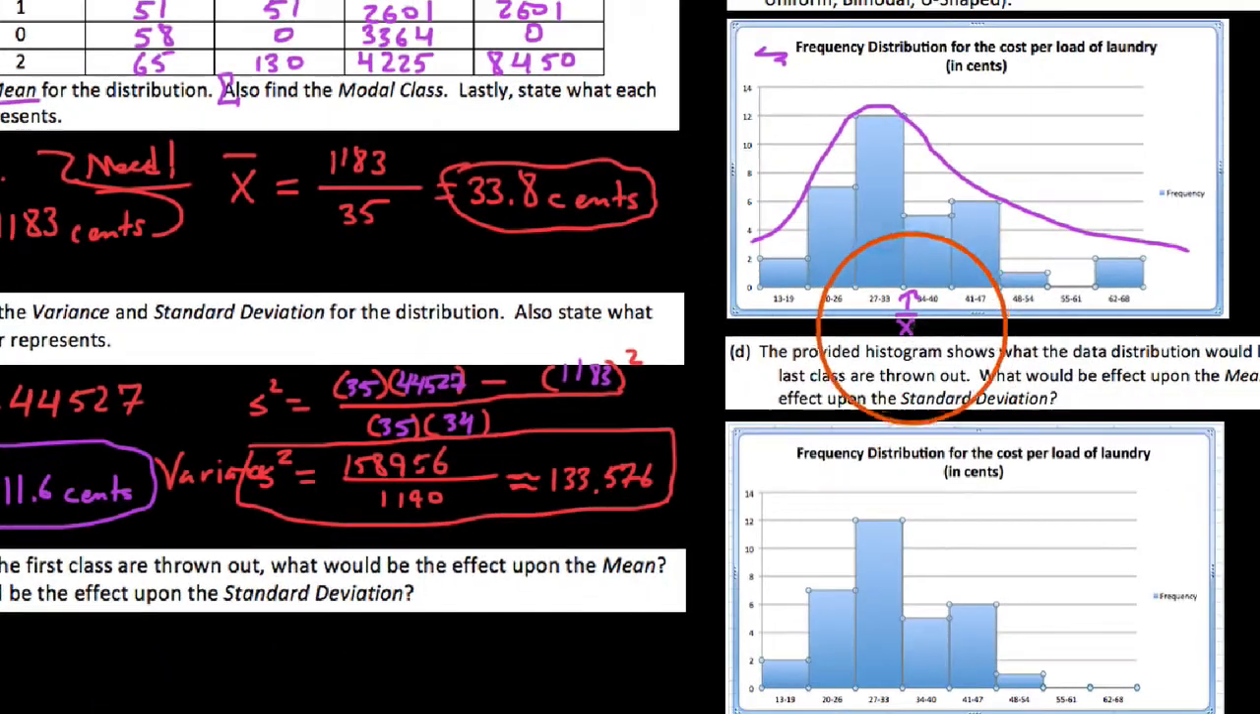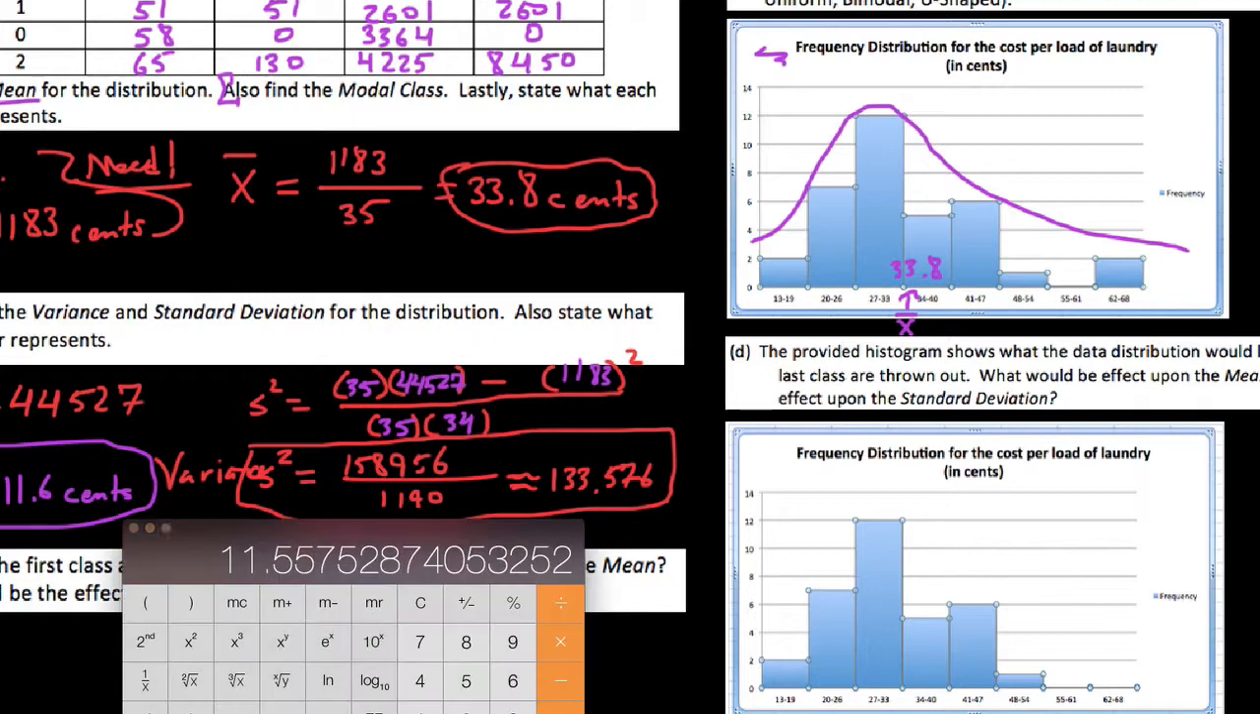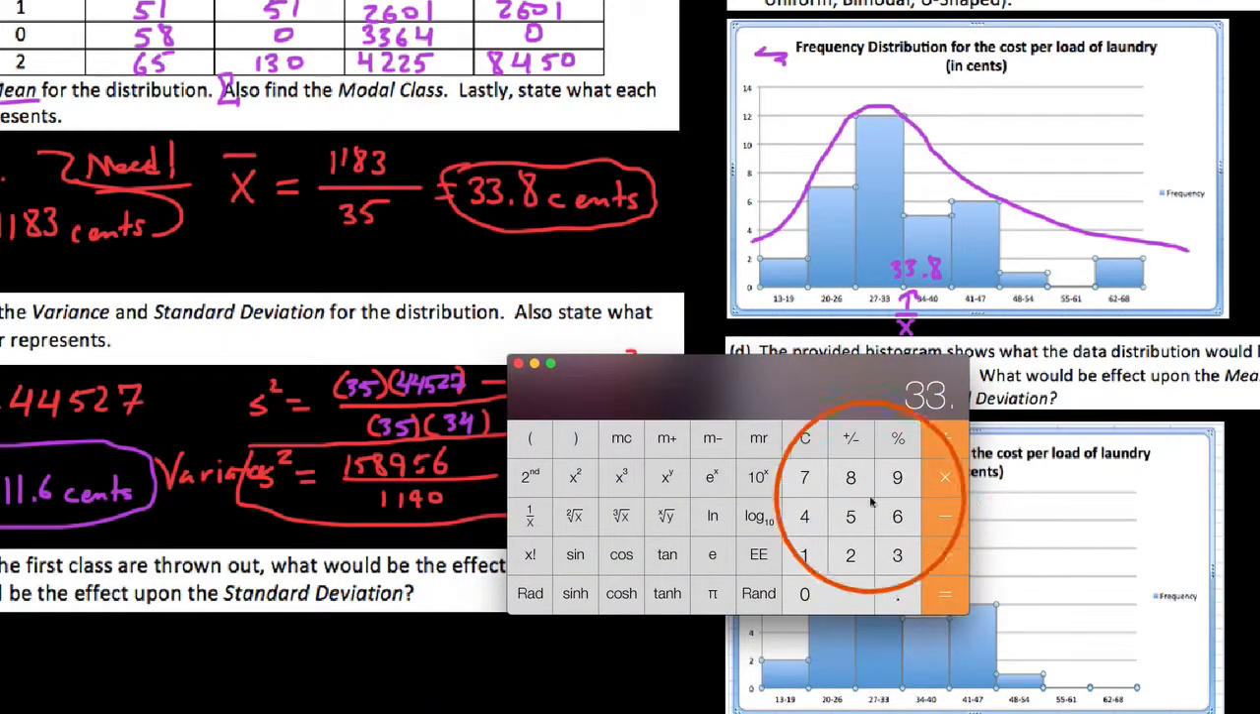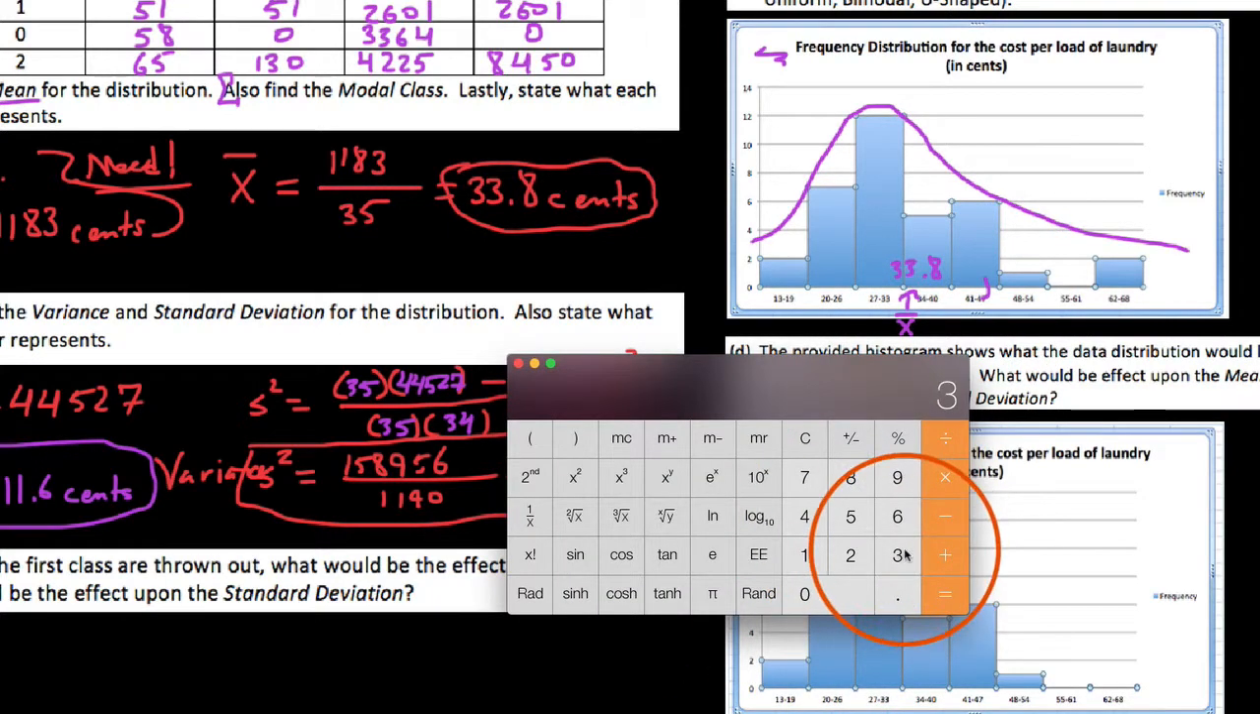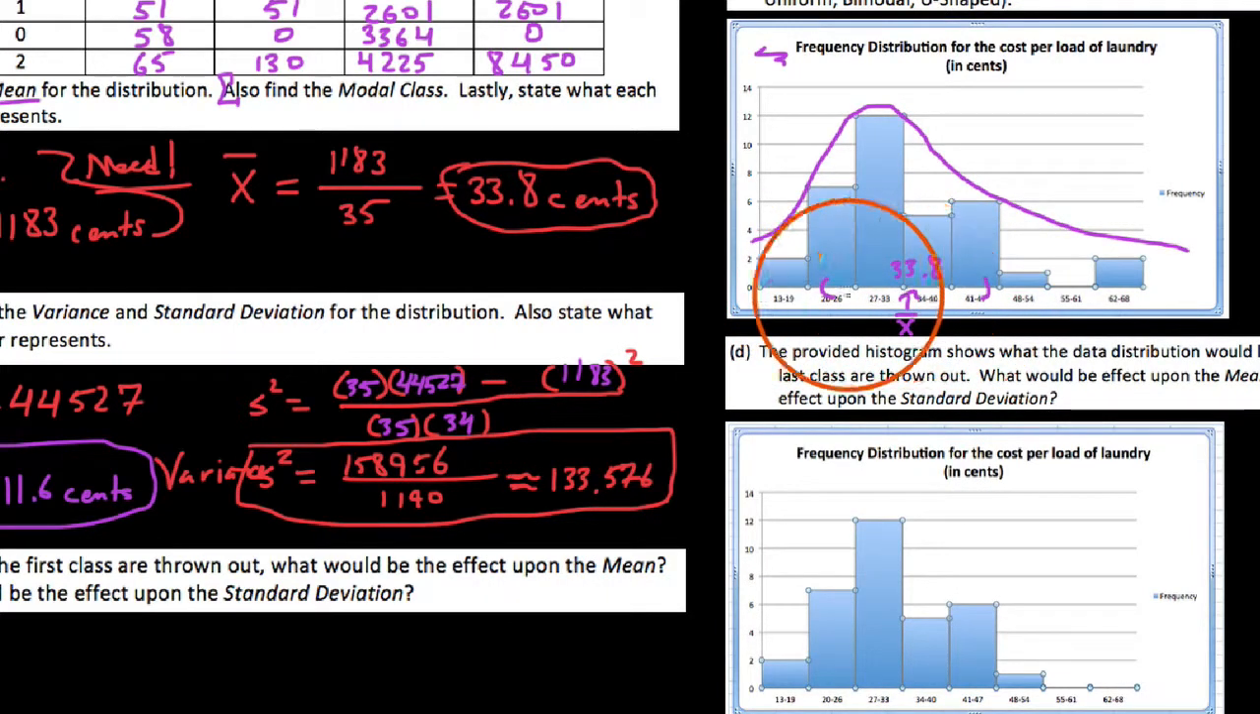If the average is about 33.8, and I were to take 33.8 and add on about 11.6 cents, we'd say 45.4. That would be around here. And if I were to take 33.8 and subtract off a standard deviation, which is 11.6 cents, it's about 22.2. That's about right here. We're saying that most data on average lies within this range either way. So the size of our standard deviation gives us the average spread of our data here.